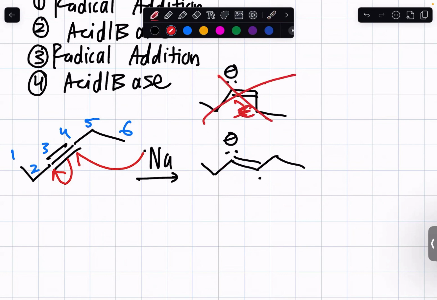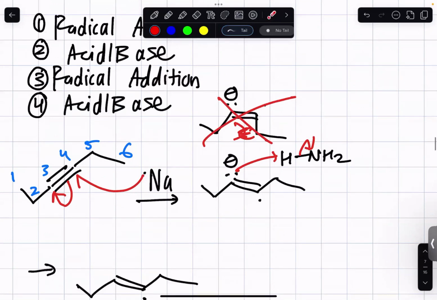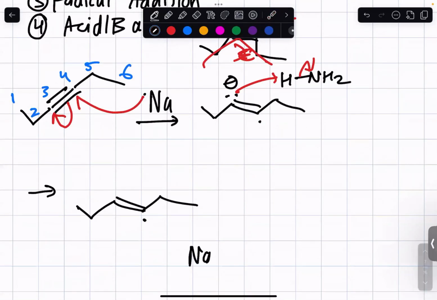Yes. So now the next thing is we're going to use the NH3 solvent to protonate this negatively charged carbon and make it neutral, like this. Now this carbon is neutral because it grabbed that hydrogen from ammonia. That was the second step, the acid-base reaction. We do that again. Bring in another sodium radical, give this carbon another radical to make it into an anion with a negative charge, and then protonate that to get the final answer.